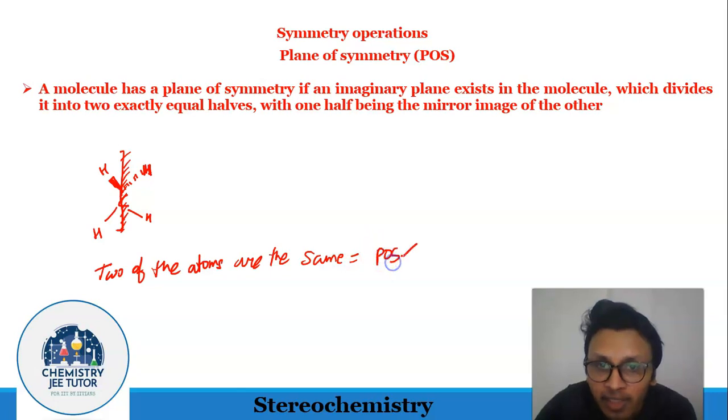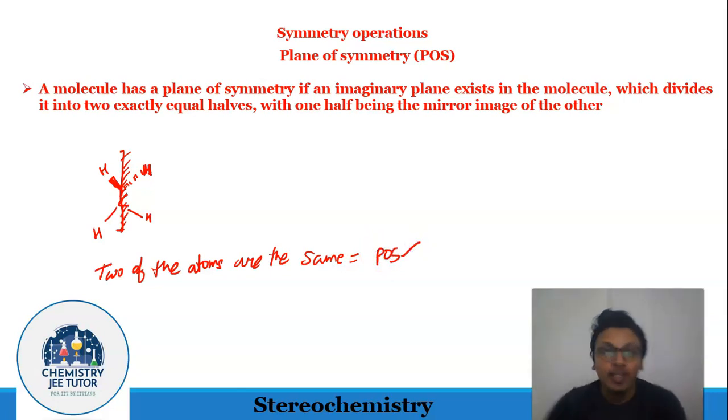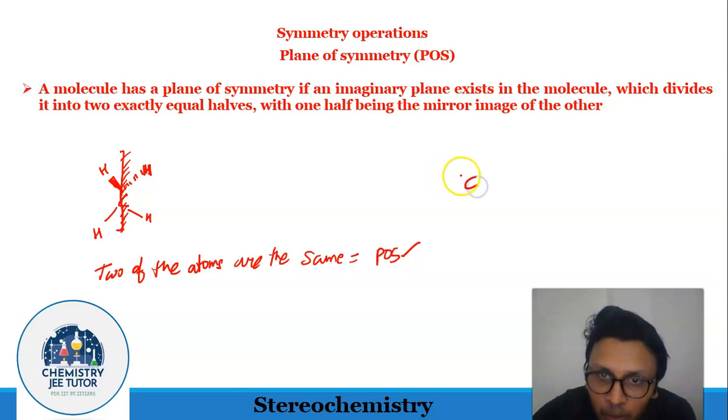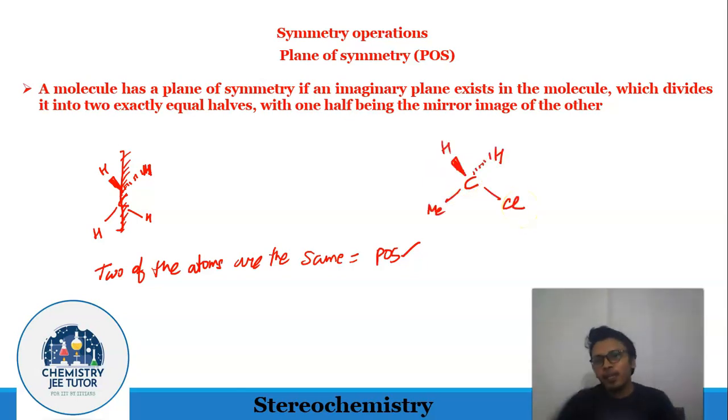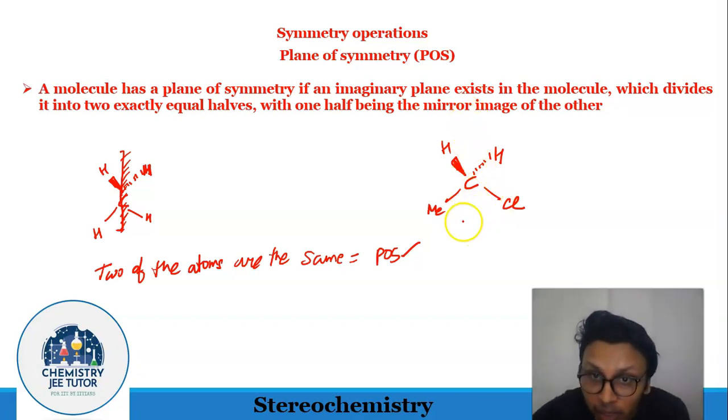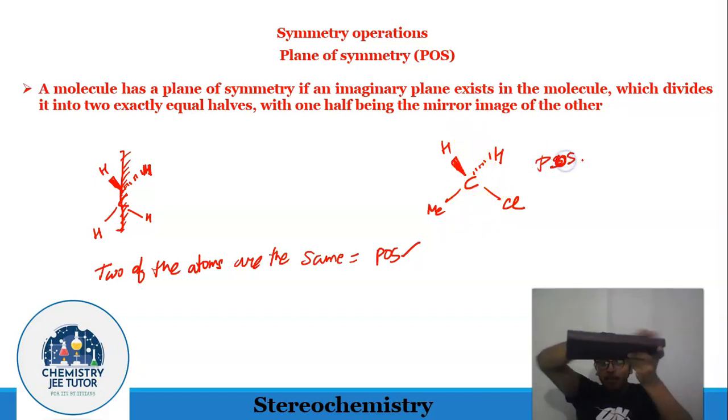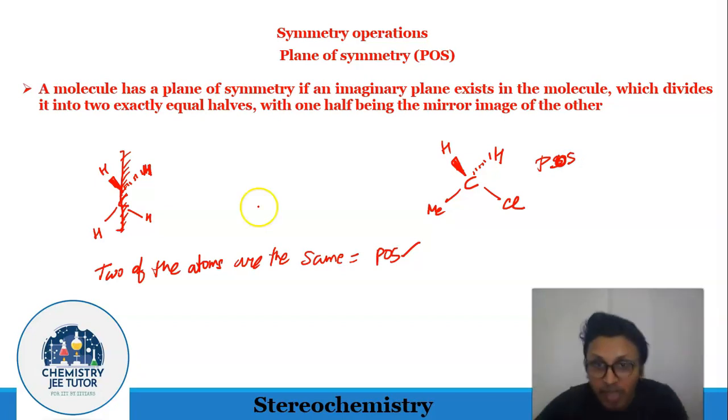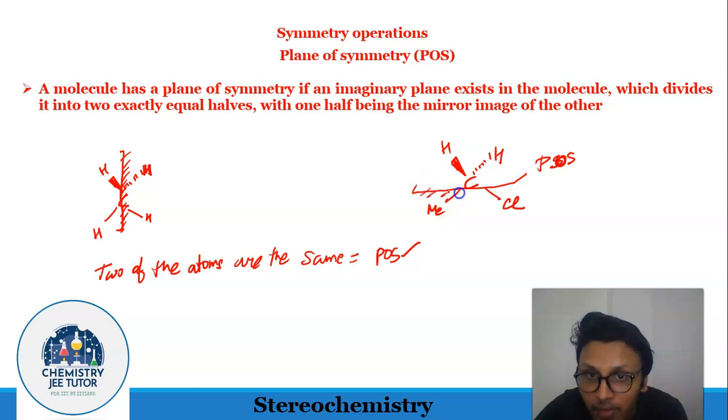Plane of symmetry exists. When does it not? Suppose we have this example. Now, if you pass a plane through both out-of-plane hydrogens, we have methyl on this side, chlorine on this side. Are they mirror images of each other? No. So this will not have a plane of symmetry with respect to this plane, which passes through this methyl and chlorine. Absolutely, we can have a plane like this.